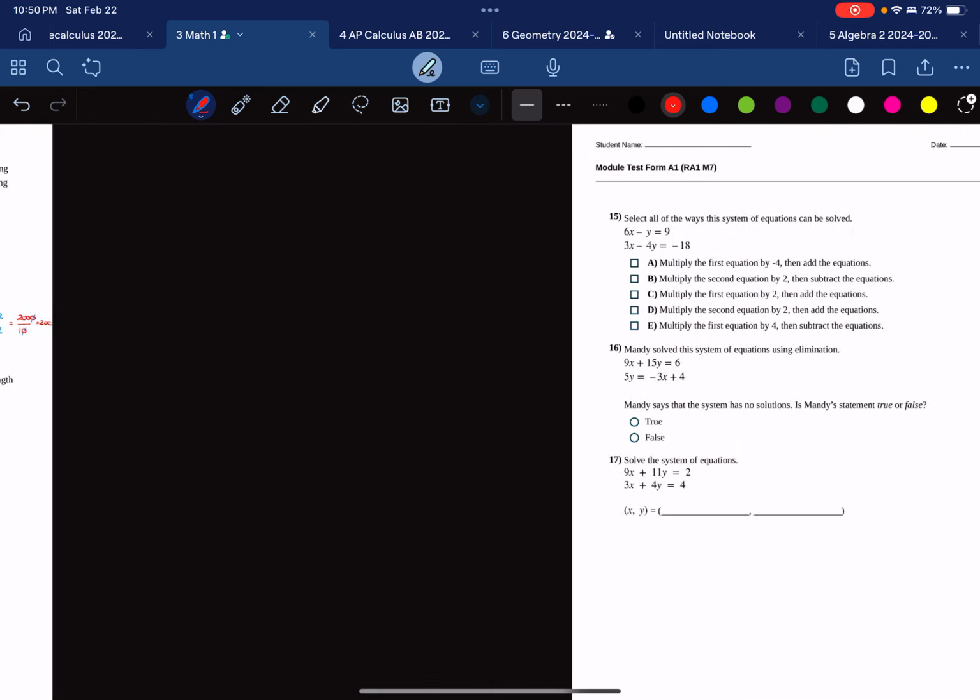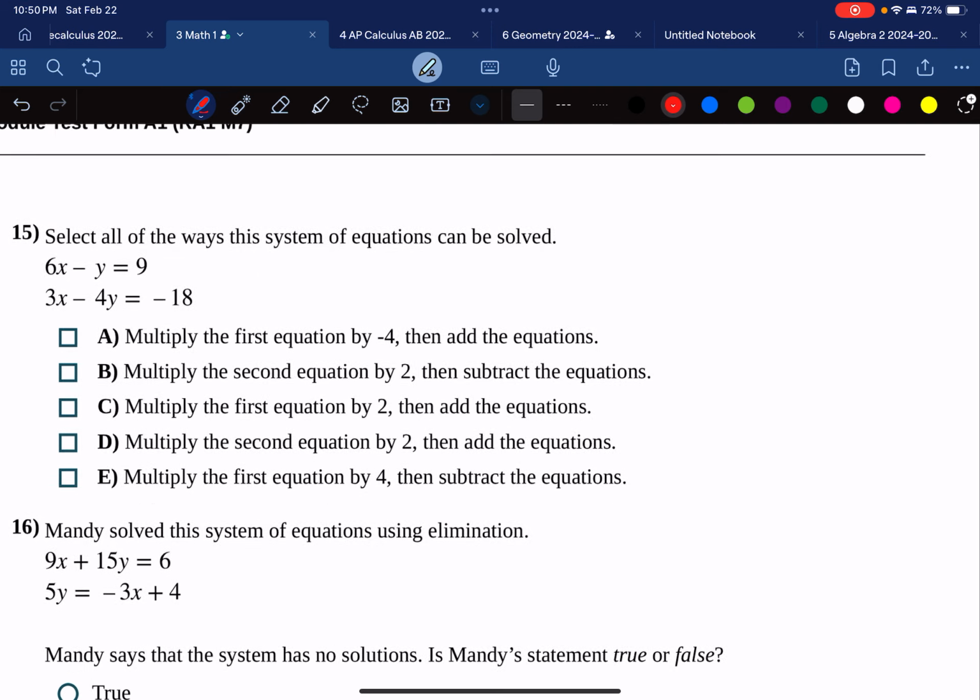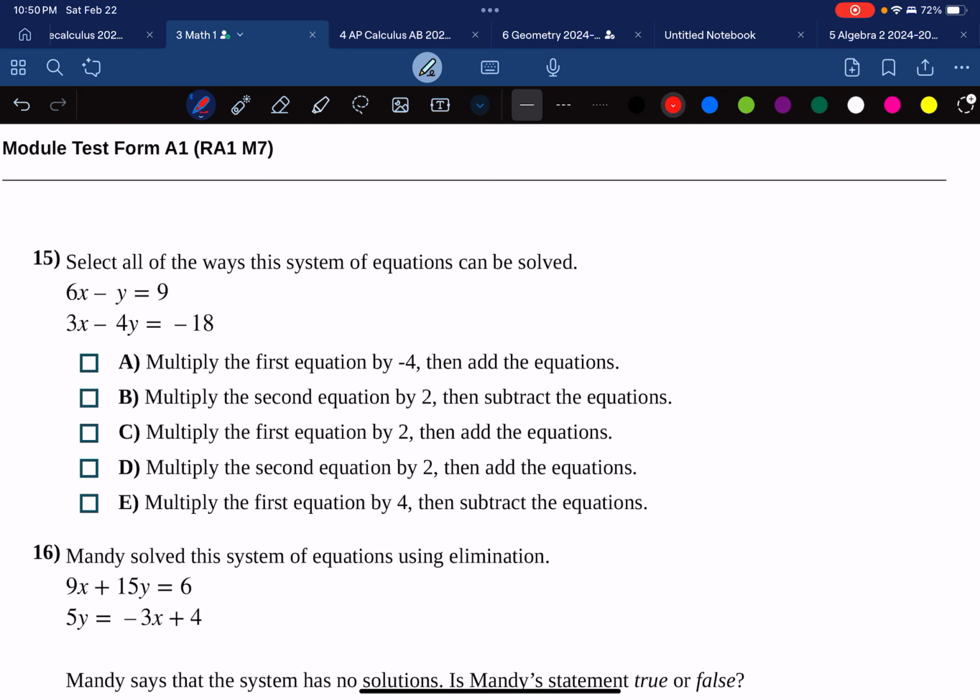Very nice. Number 15, select all of the ways the system of equations can be solved. Okay, so first, this question is a little bit tricky just because this says subtract the equations. In my class, I always add. So the fact that it's asking us to subtract is the equivalent of saying multiply one of them by -1. That's what this subtract means. So just be careful for that one.